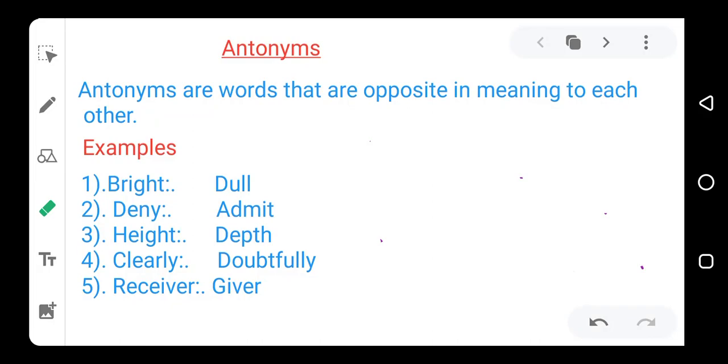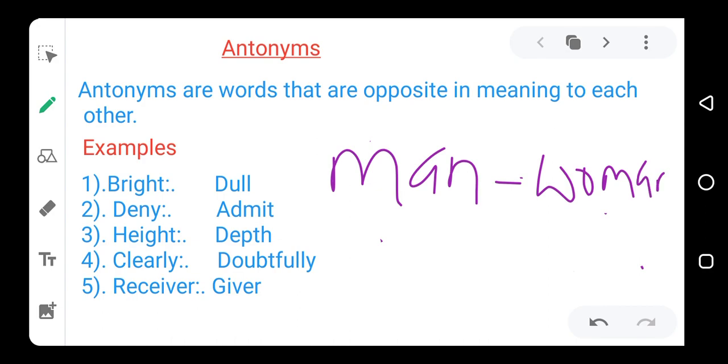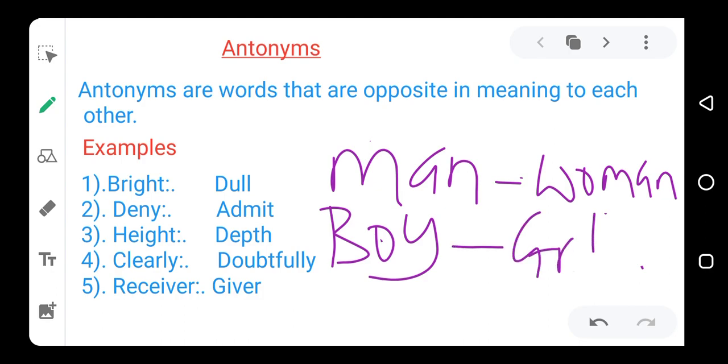For now, take for instance, if somebody says man, the opposite that will come to your mind is woman. If somebody says boy, the opposite that will come to your mind is girl. So these are nouns, and we have antonyms in them, like man, the opposite being woman, boy, the opposite being girl.